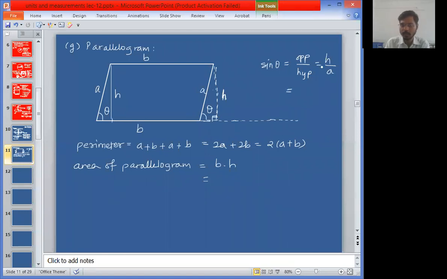Therefore, this h is equal to a sin theta. So h you can replace by a sin theta. So base is b and height can be replaced by a sin theta.